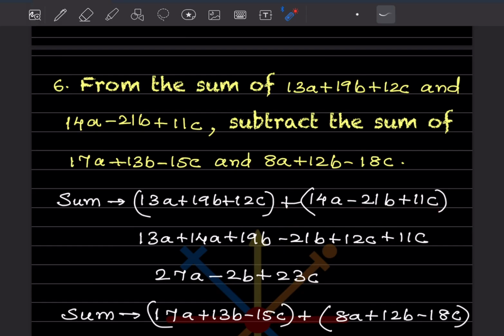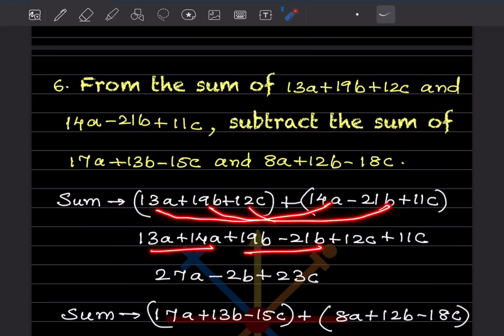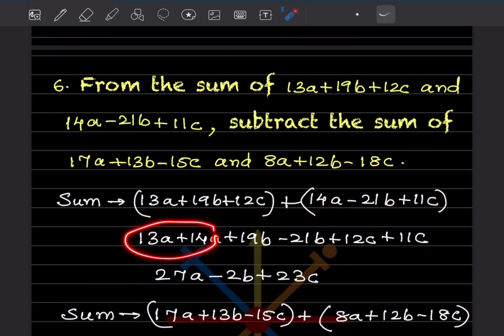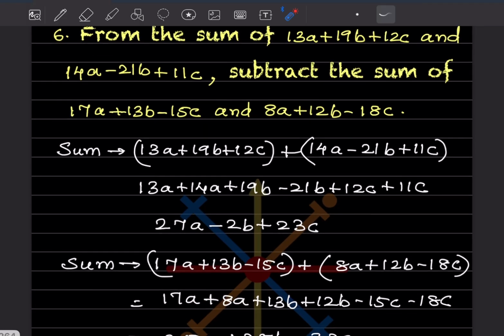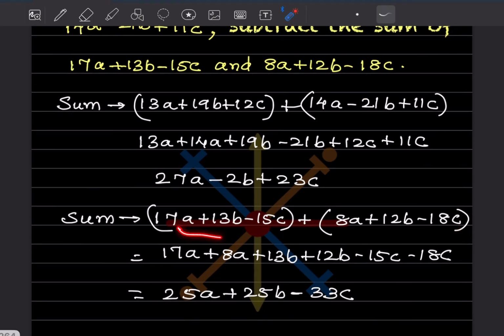So now what will you do? You will take these like terms. This will be together, and this is going to be together. So now this is going to be 27a, this is going to be minus 2b, and this will be plus 23c. So this is for the first part. Now we will see first the sum of this both. So after adding this, bring the like terms together. That will be 17a plus 8a.